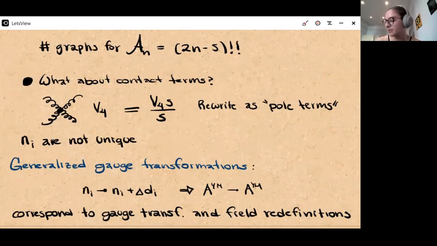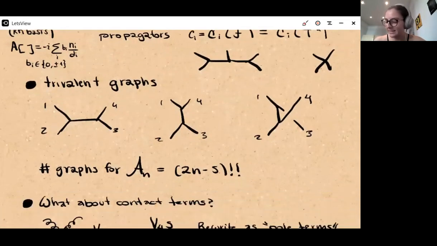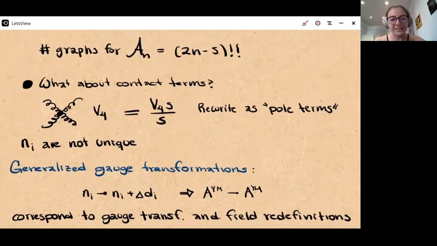So keeping our amplitude invariant, we can change these N's in the following way. If you just go back and plug this over here, you will find that this indeed keeps the amplitude invariant because of some properties of the color factors that I'll mention in a second. And these kinds of shifts, if you look at what happens in the action, in the Lagrangian, correspond to gauge transformations, which is expected, but also field redefinitions. So it's a combination of both when you do these kinds of shifts.